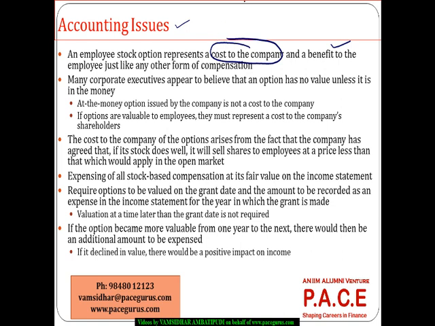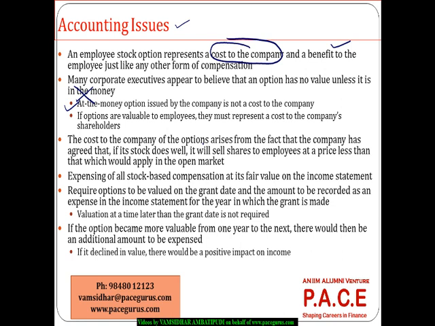But many a times the employees don't see it as a benefit because it is not in the money. Many a times it's at the money options that are being issued. So people start arguing that because it's at the money, it's no cost to the company at all. So it's not a cost to the company, so it means it's not a benefit to the employee. Right? But look at it the other way. The employee will get some benefit out of it in future. So if they are valuable to the employees, they should represent a cost to the company.